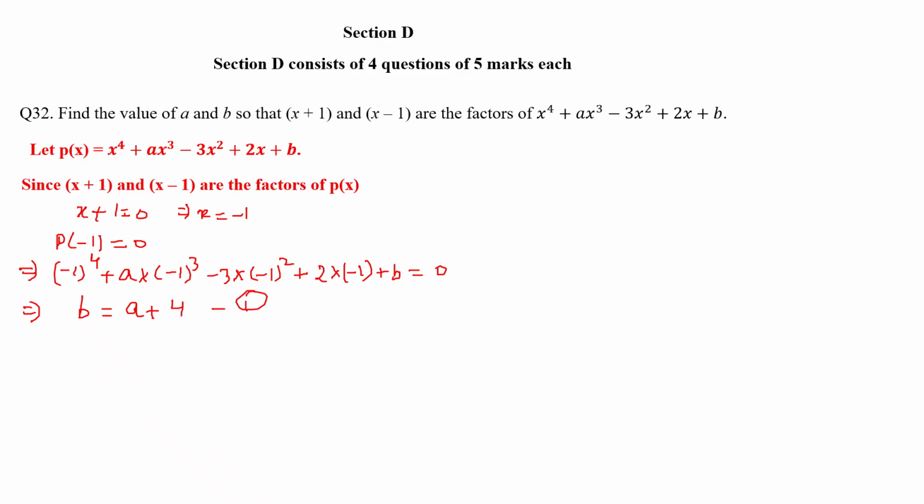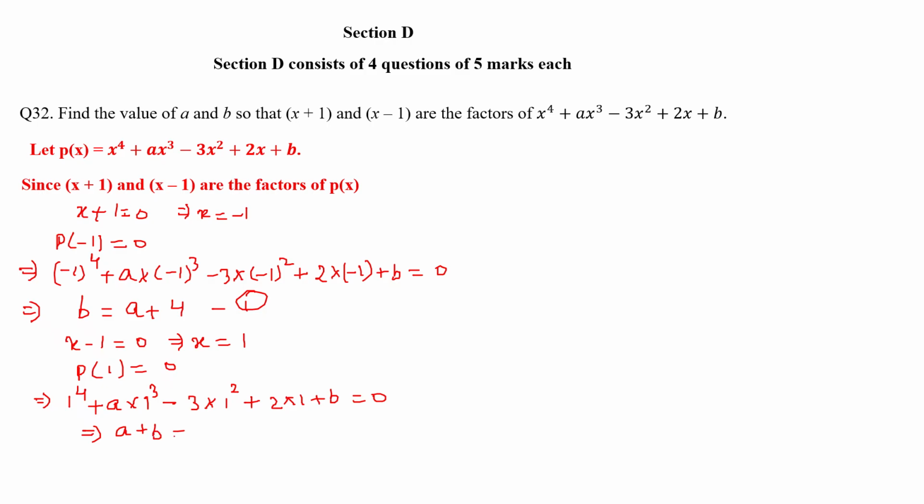Now again x minus 1 is also a factor. So x minus 1 equal to 0. This will give you x equal to 1. Now p of 1 equal to 0. Again put x as 1. So it will be 1 to the power 4 plus a into 1 cube minus 3 into 1 square plus 2 into 1 plus b equal to 0. So from here you will get a plus b equal to 0.